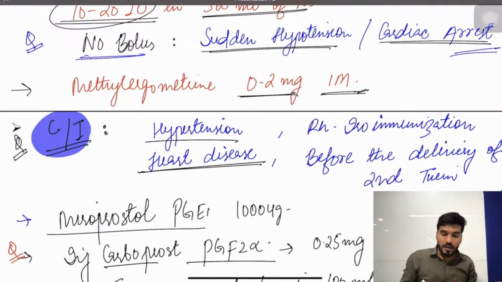Followed by that, the second drug you give is methylergometrine intramuscular, and the peak action is in 90 seconds. This drug is contraindicated in hypertension, Rh negative pregnancy, heart disease like RHD, and before the delivery of the second twin.